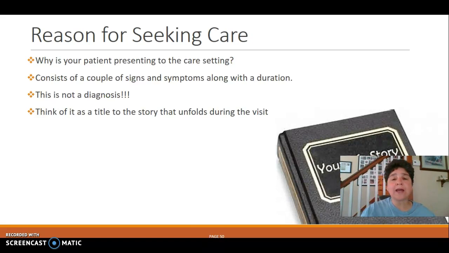So be sure that whatever the patient tells you, you ask what the signs and symptoms are and list those. Don't list what they think they have. So it's kind of like a title to the patient's story.